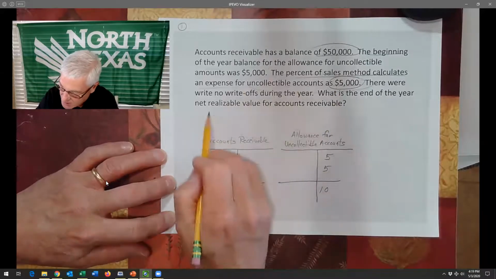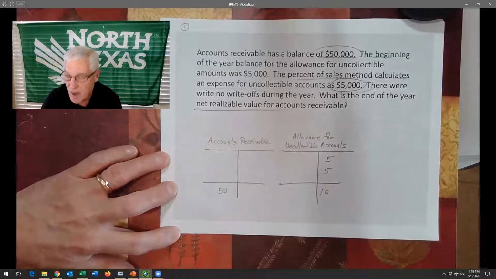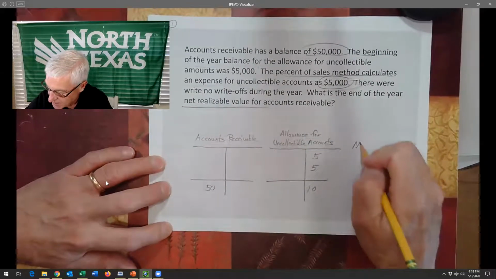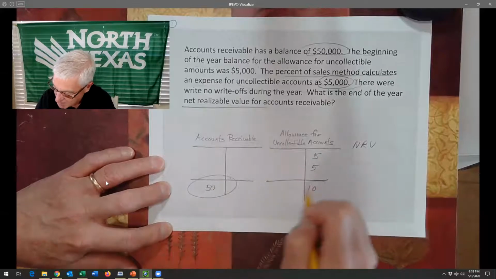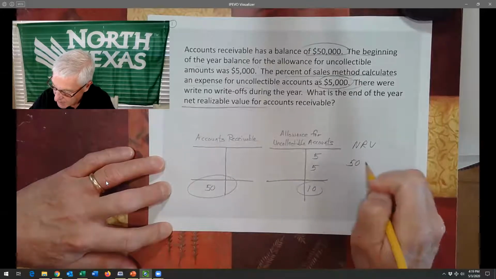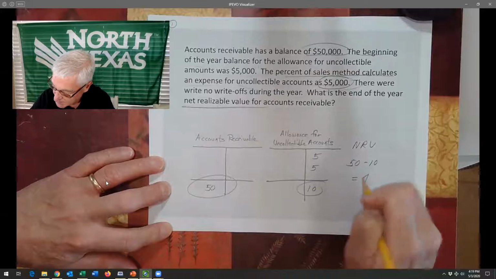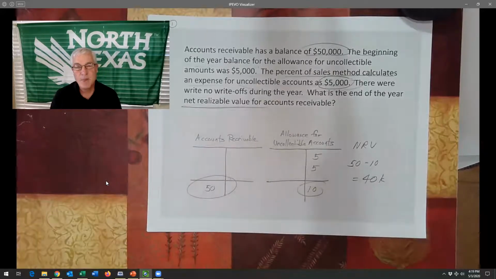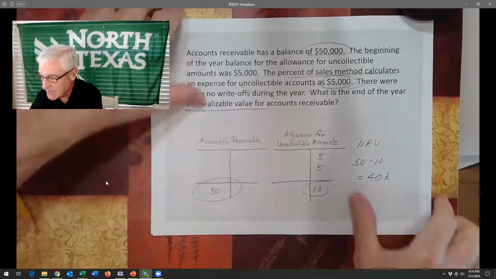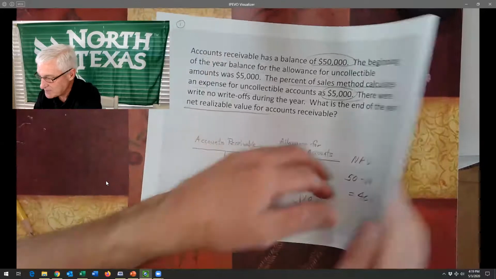And the question is, what is the net realizable value? Well, NRV equals receivables, the debit balance, minus the allowance account, equals 40,000. That's pretty simple. And that's how easy this chapter can be for you.